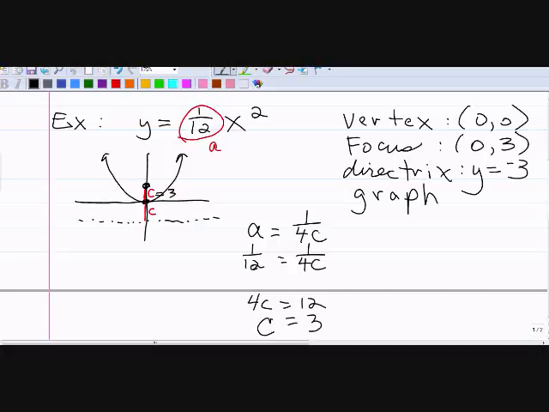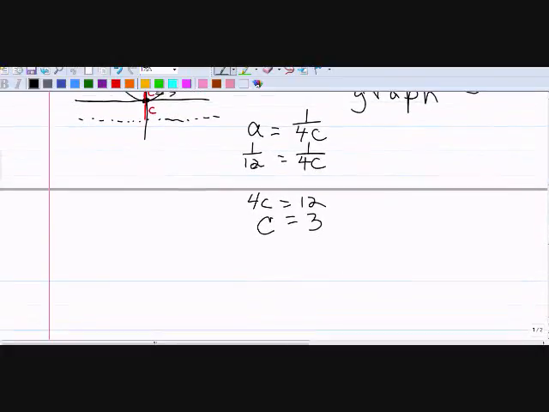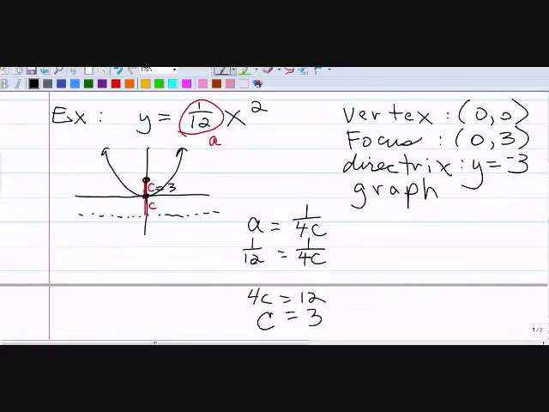No, we're going to move away from the vertex being 0, 0. So I'm going to try to do a few examples for you with that in it. Okay? Can I go on to the next example? This was the easy example.